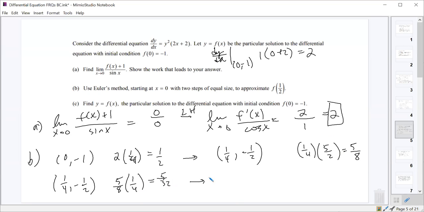And so our value ends up being 1/2, and then -1/2 plus 5/32. So that's -16/32 plus 5 ought to be -11/32. And so your answer would be -11/32. Everybody good there with that?